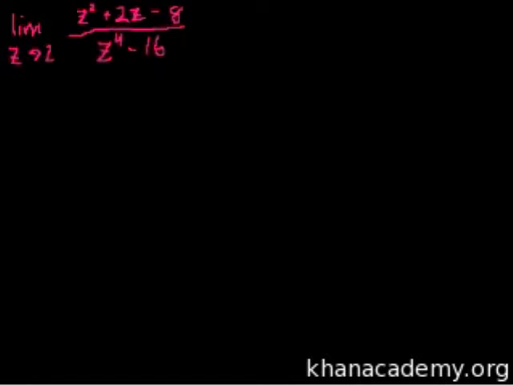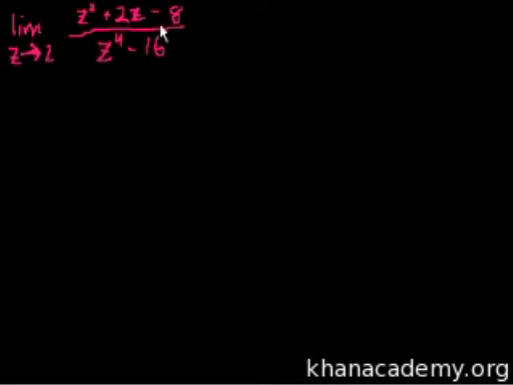So the first thing you want to do when you try a limit problem is just try to substitute the value in. Maybe there's no problem when z equals 2, and you just evaluate the function at z equals 2. If it's a continuous function, then the limit as it approaches 2 is going to be the function at 2. But you immediately see a problem. If you put 2 right here, 2 to the 4th minus 16, you get a 0 in the denominator, which is undefined. So we have to figure out some way to get around that.